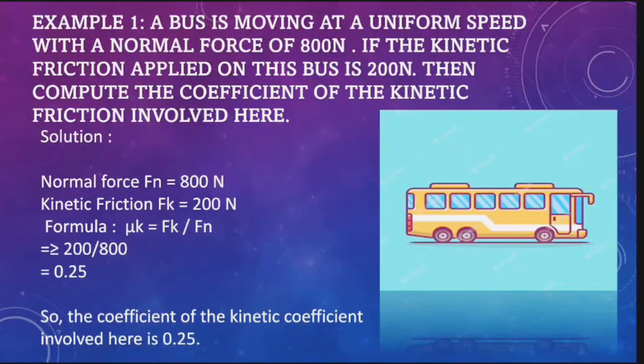Now let us see an example to make this even more clear. A bus is moving at a uniform speed with a normal force of 800 N. If the kinetic friction applied on this bus is 200 newtons, then compute the coefficient of kinetic friction involved here. So how do we solve it? For solving this, first of all let us check out the normal force, which is 800 newtons, and the kinetic friction is 200 newtons. Now we shall divide 200 by 800, which gives us 0.25. So the coefficient of kinetic friction involved here is 0.25.